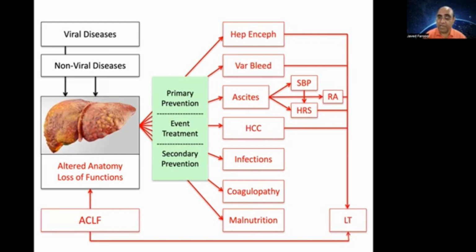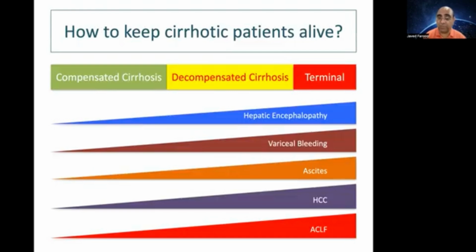So the aim is, once you diagnose a patient with liver cirrhosis, you need to implement these primary preventive measures. If the patient presents with some acute deterioration, then the event management of that complication, and after successfully treating that complication, go for the secondary preventive measures, depending upon which complication you deal with.